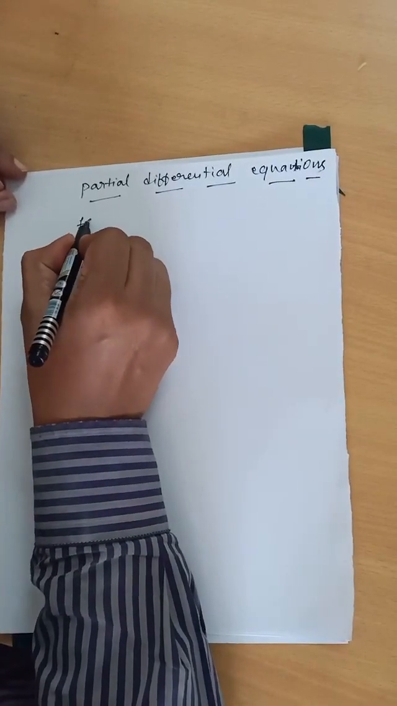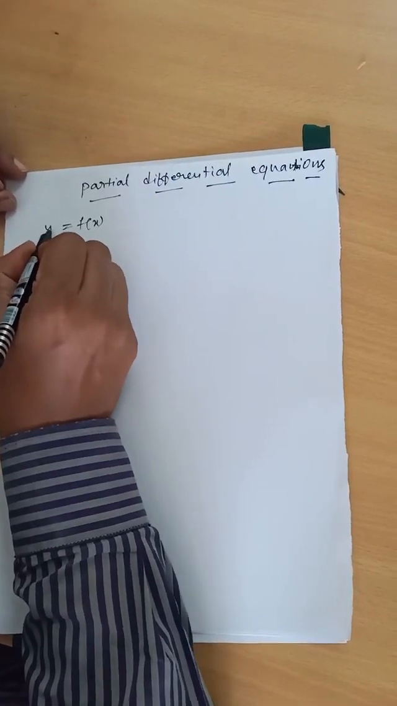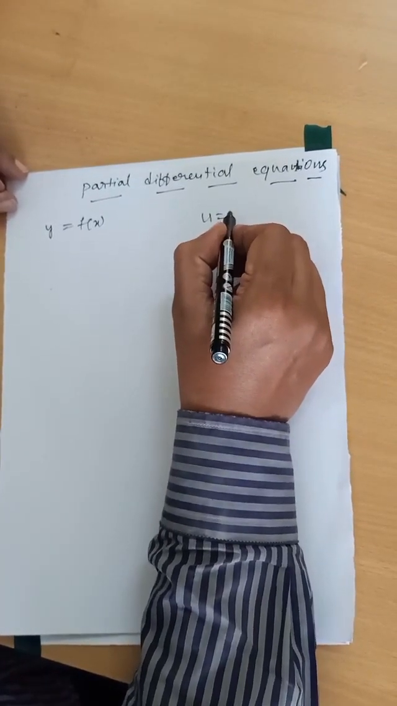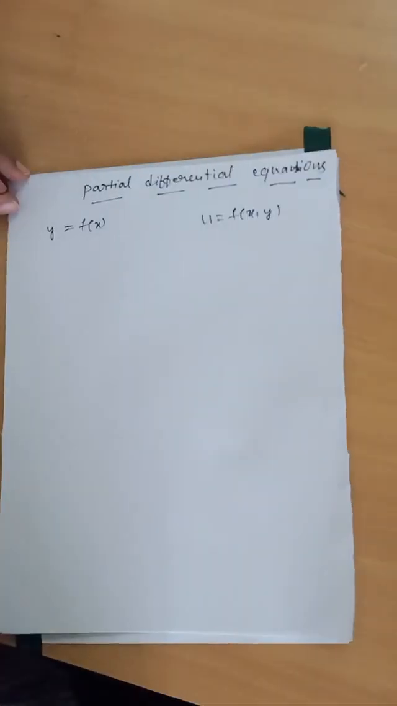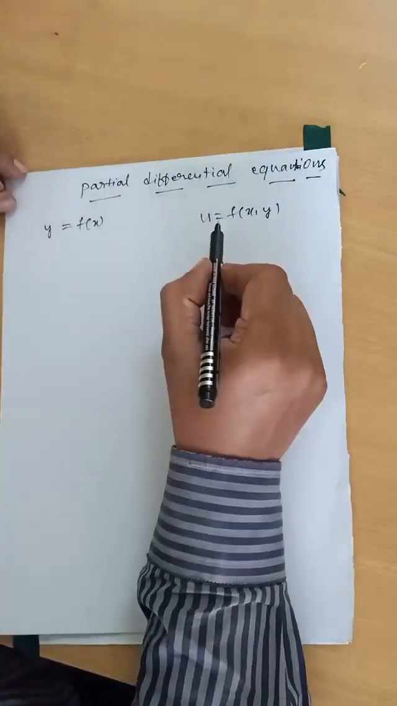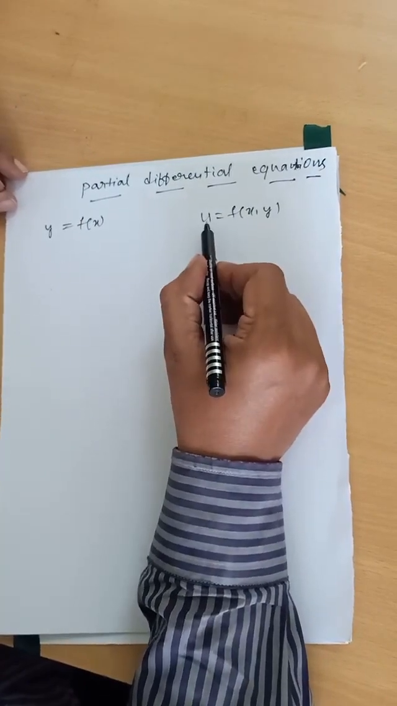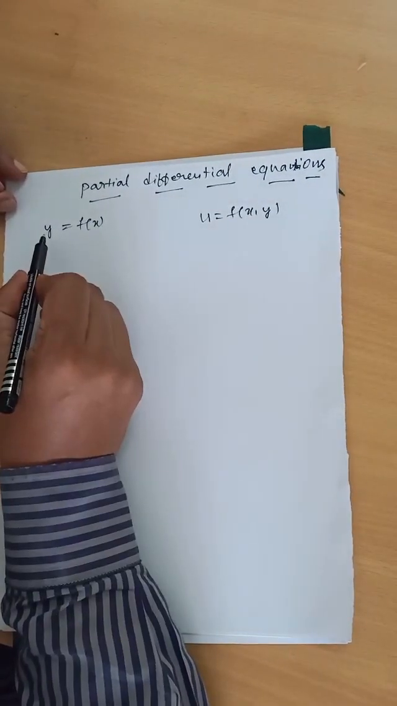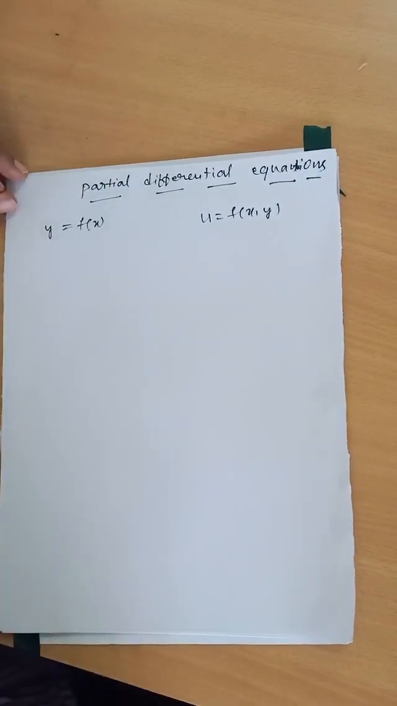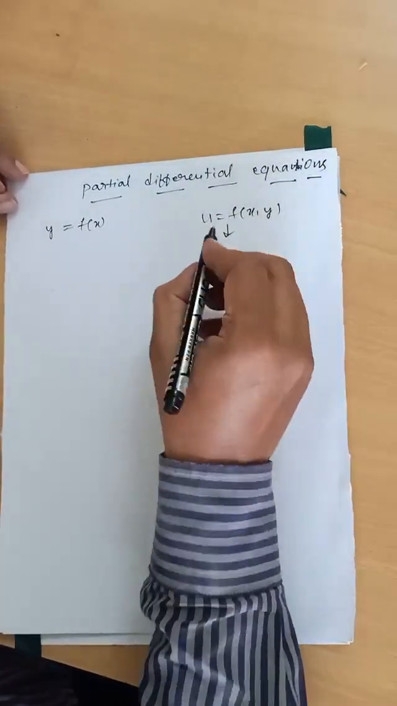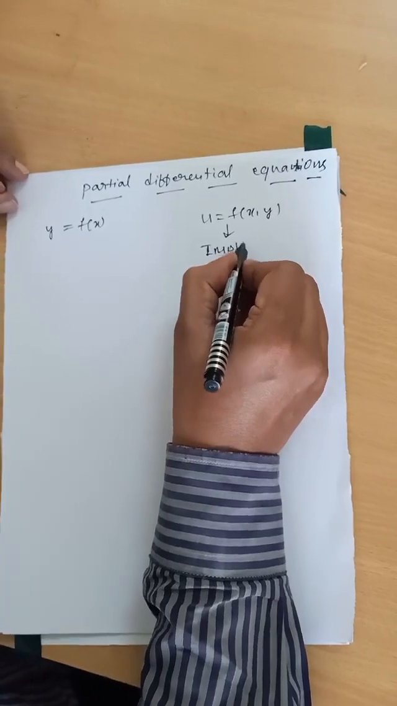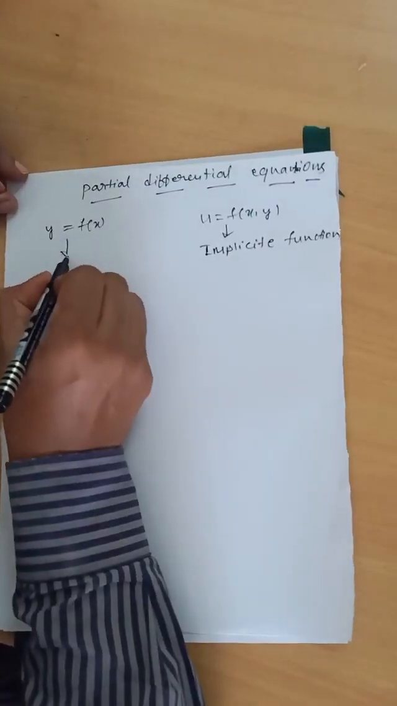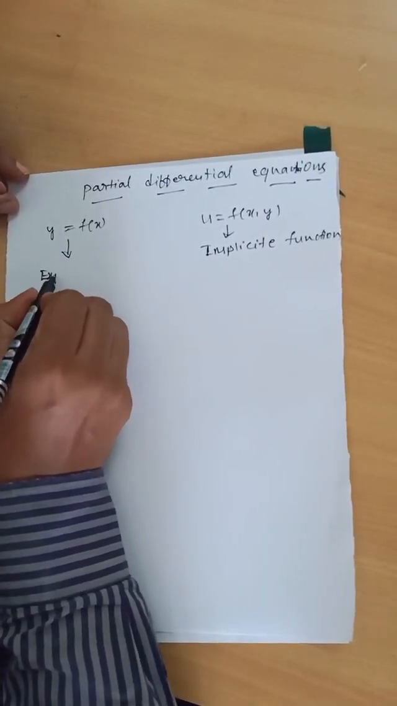So we consider two types of functions, that is y is equal to f of x, another type of function, that is u is equal to f of x comma y. So u equal to f of x comma y means u is a function of two variables x and y. Here y is a function of a single variable x. We call this type of function an implicit function. We call this type of function an explicit function.